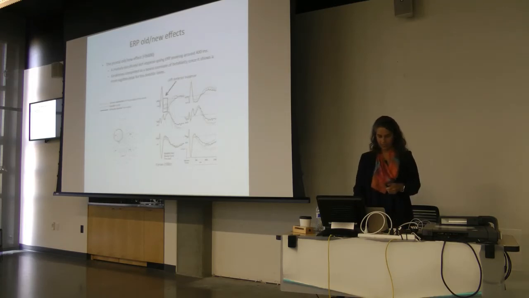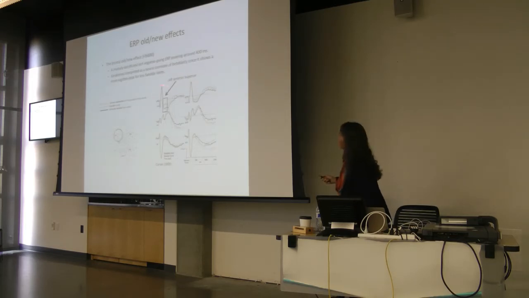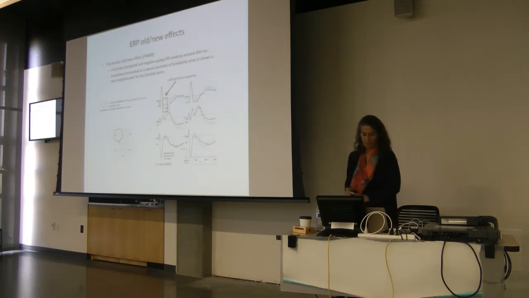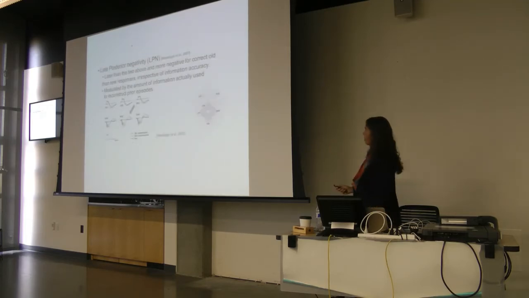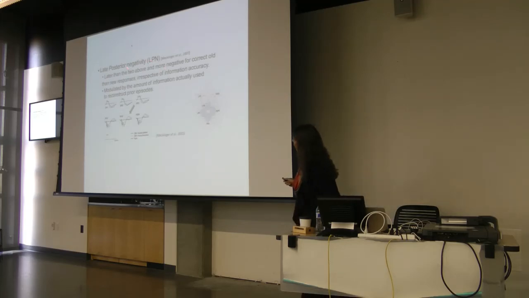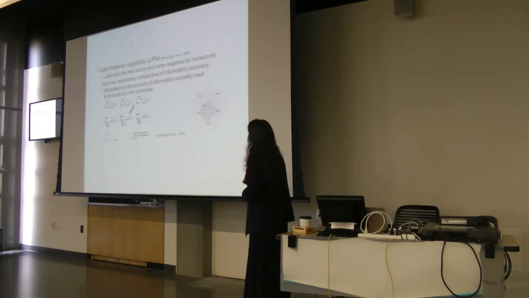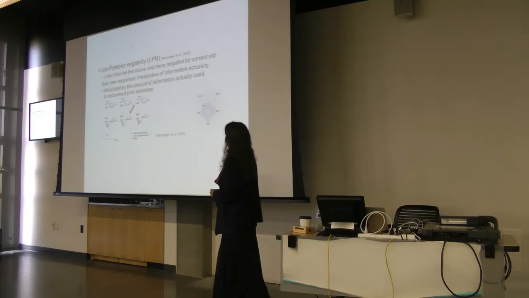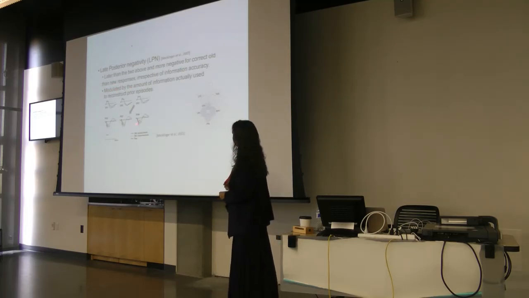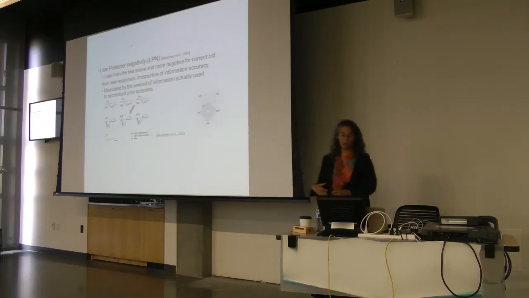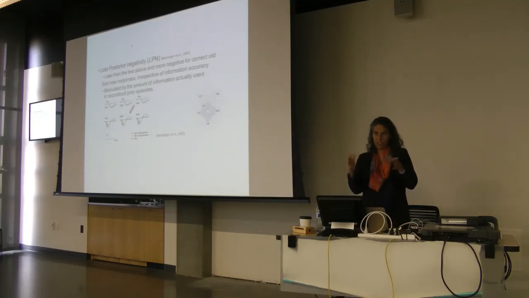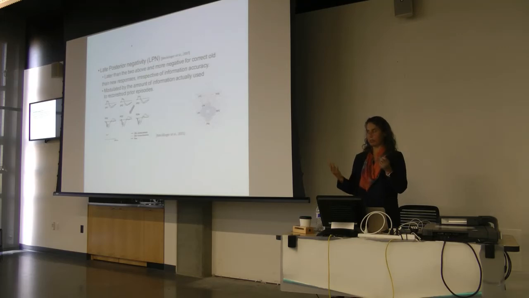And the frontal old-new effect, which seems to be more related to familiarity. And then there's also this late posterior negativity, which is later than the two above and more negative for correct old and new responses, irrespective of the information accuracy. So that's shown here. We're going to look for these three signals, so that affects the time range we look at and the electrodes we're going to be looking over.